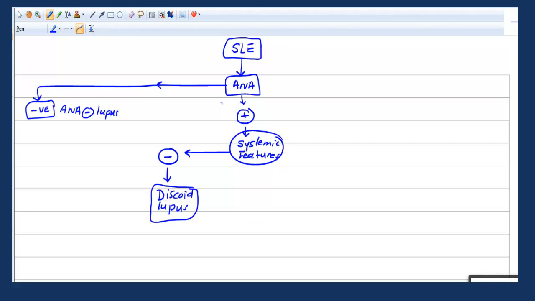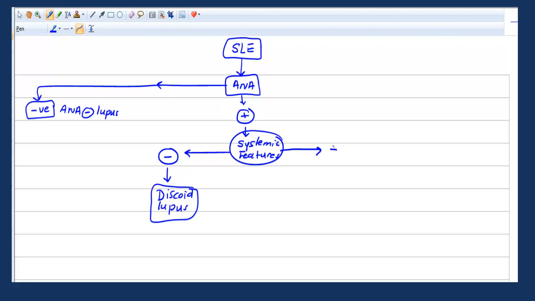If he gives you a discoid-like reaction, he will tell you this, guys, he will not hide it. Normal renal, normal CNS, everything normal, and usually the treatment is just hydroxychloroquine. I will talk about this later. So systemic features negative, you have discoid lupus, ANA positive.